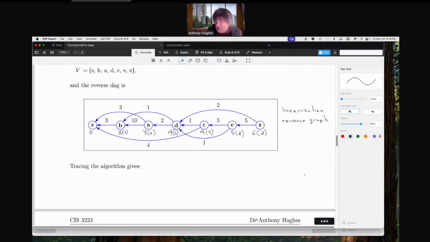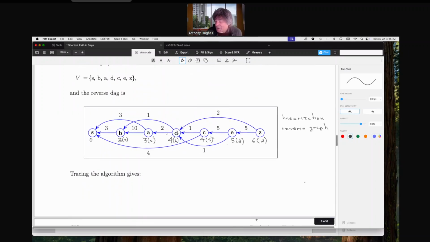Ooh, all the way back. See all the work we have to do. Okay, and we see D, E, and Z go back to D. C goes back to S. A goes back to S. B goes back to S. And D itself goes to B.